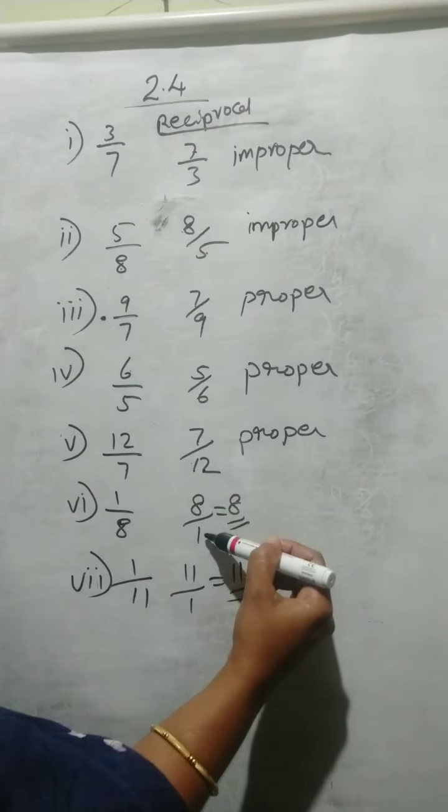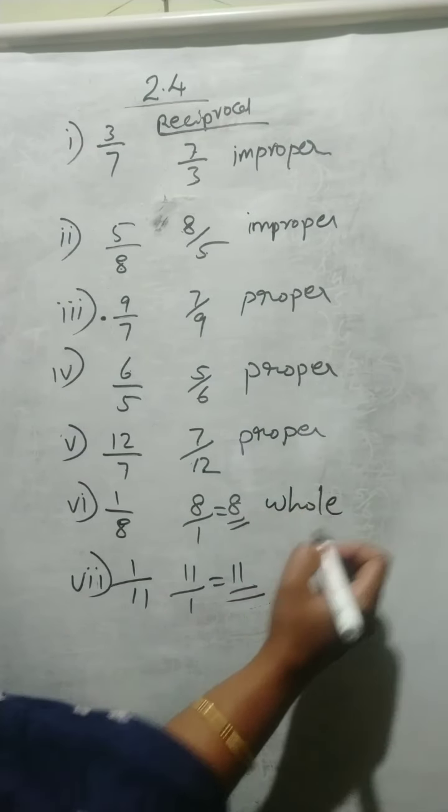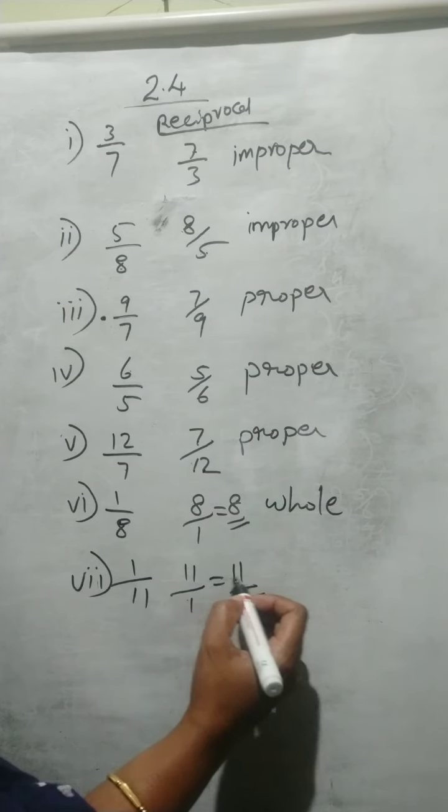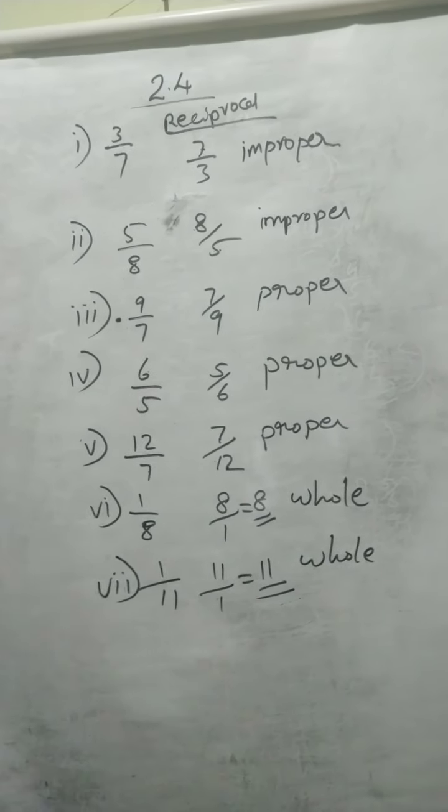So next one, 8/1 equal to 8. 8 is a whole number. Okay. Then in case of 11/1 equal to 11 itself, that is a whole number. Clear?